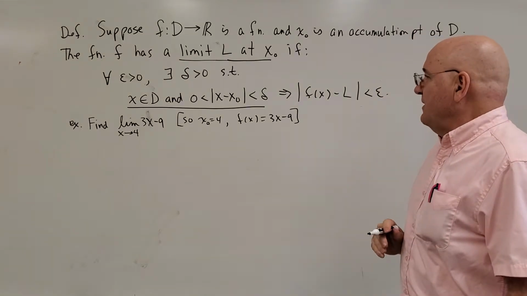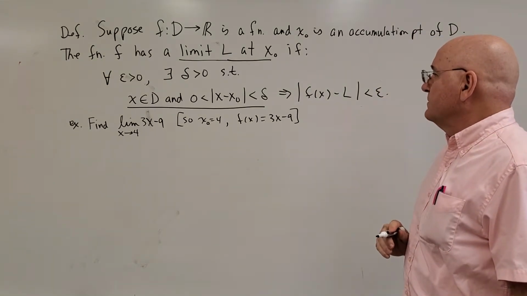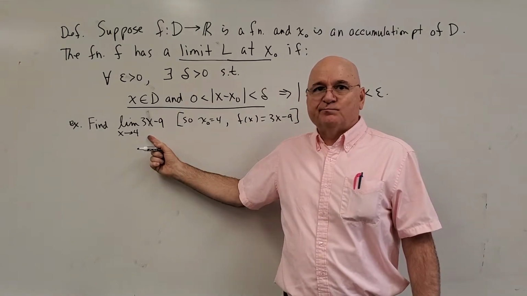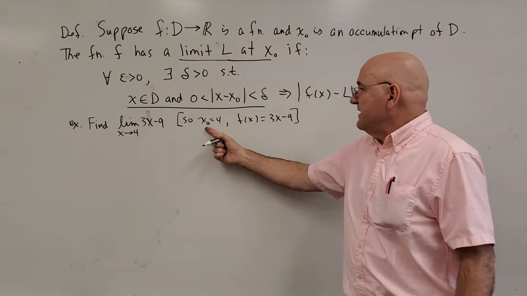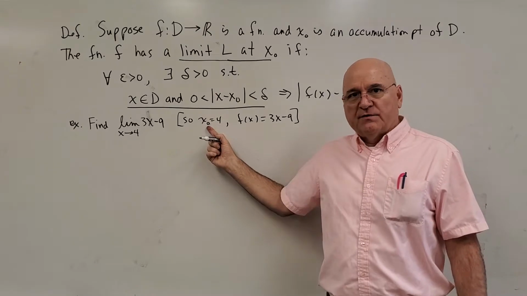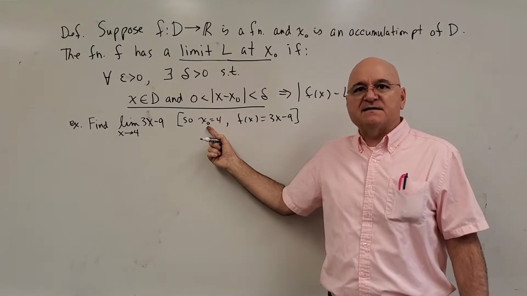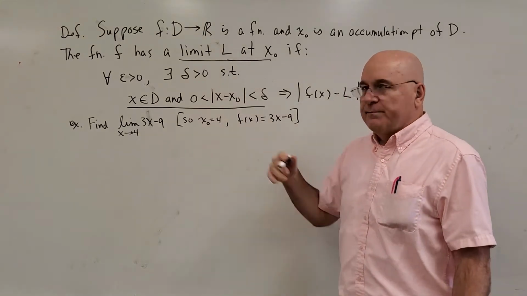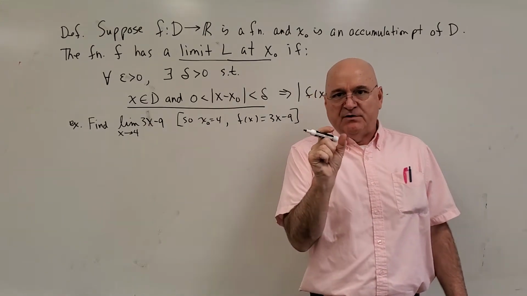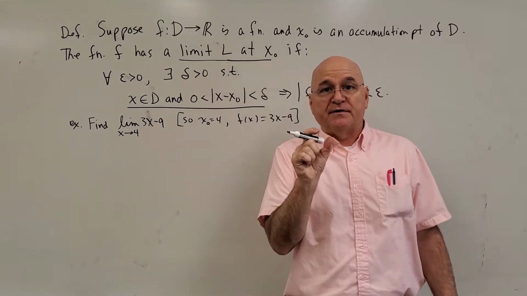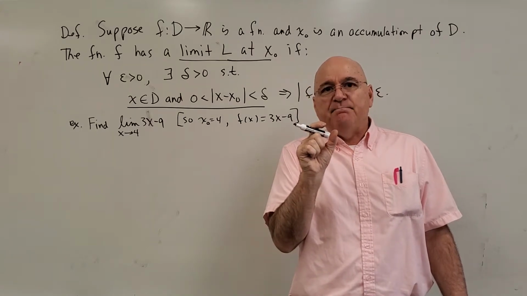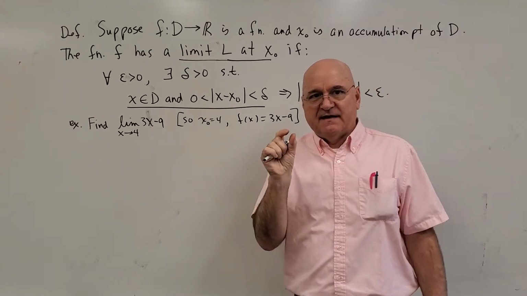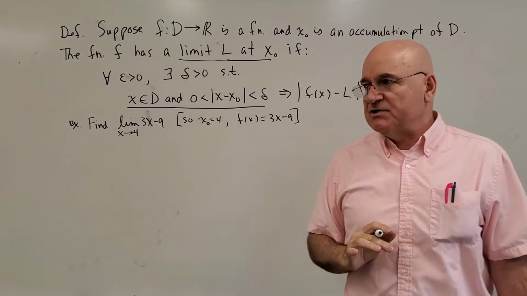So first of all, the domain of this function is all real numbers. So is x naught equal to 4 an accumulation point of that set? Of course. If you took 4 plus or minus epsilon, 4 plus or minus a millionth, there are infinitely many numbers from our domain in that interval. So it's clearly an accumulation point.